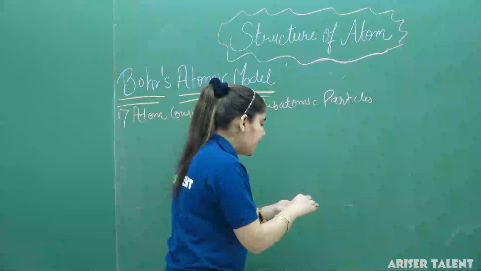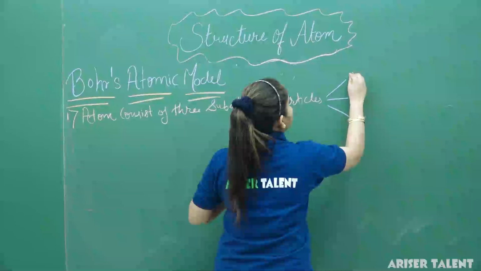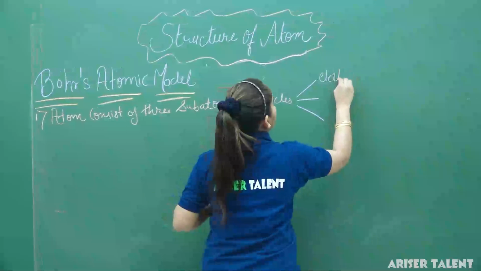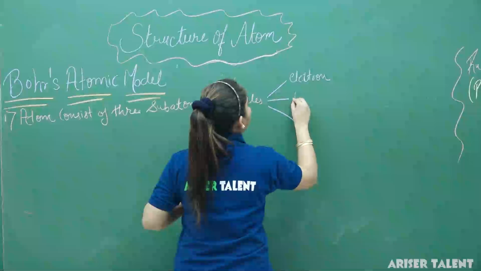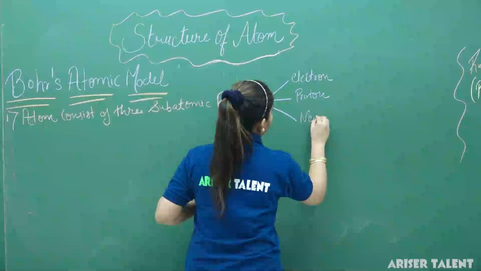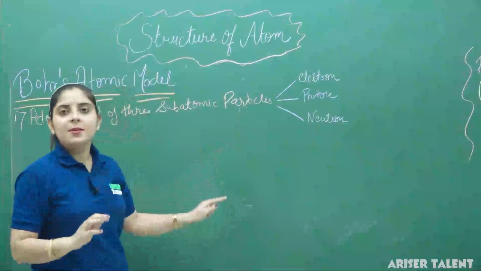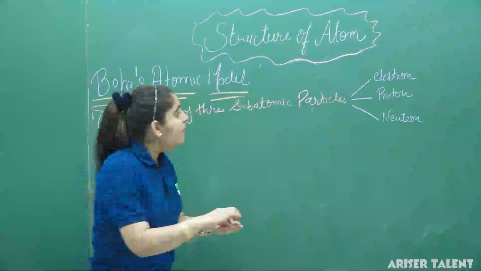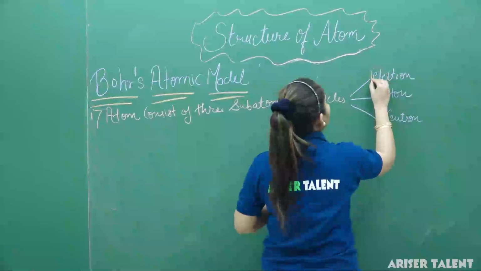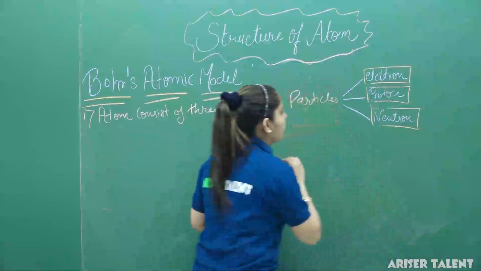So these three subatomic particles are electron, proton and neutron. These are the three subatomic particles of an atom. He called the first particle the electron, the second the proton and the third one the neutron.